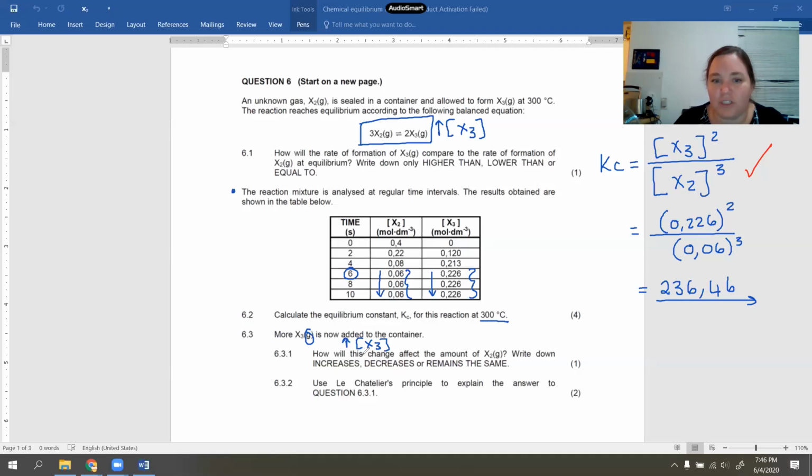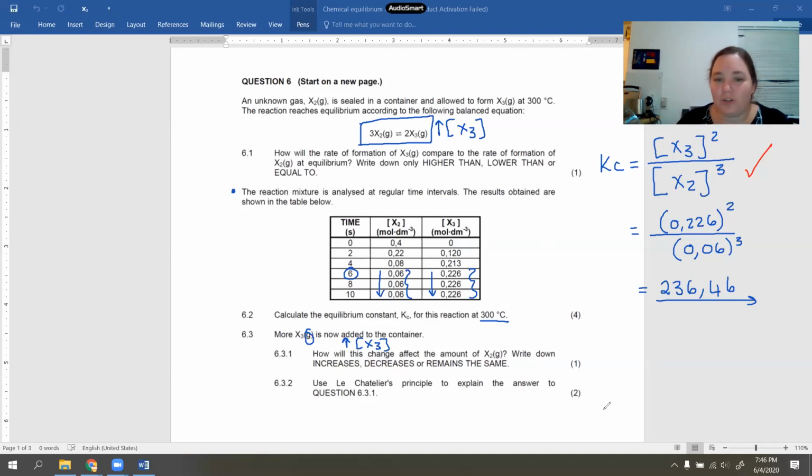Remember, concentration is square brackets. How will this change affect the amount of X2? Write down only increases, decreases, or remains the same. Okay, so we are disturbing the equilibrium.